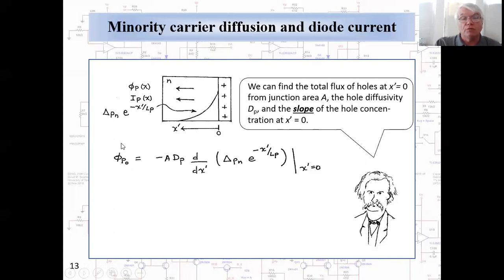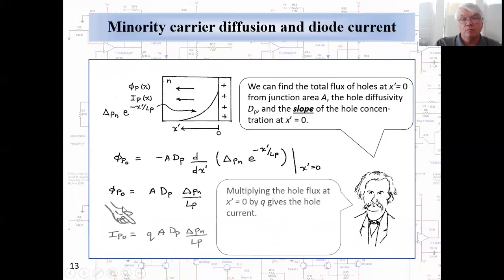So the total flux of holes is minus A times the diffusivity times the gradient of the injected hole concentration, evaluated at x' equals 0, which gives us simply this as the total flux of holes. And the current that they're carrying, we find that by just multiplying by q, the unit electronic charge. So this is the junction current that is due to hole injection.